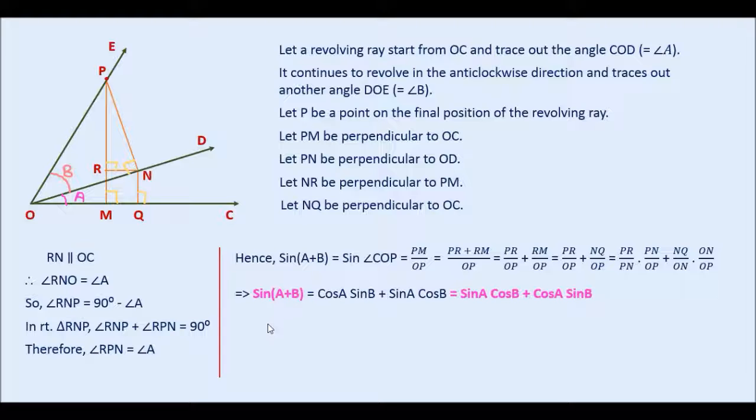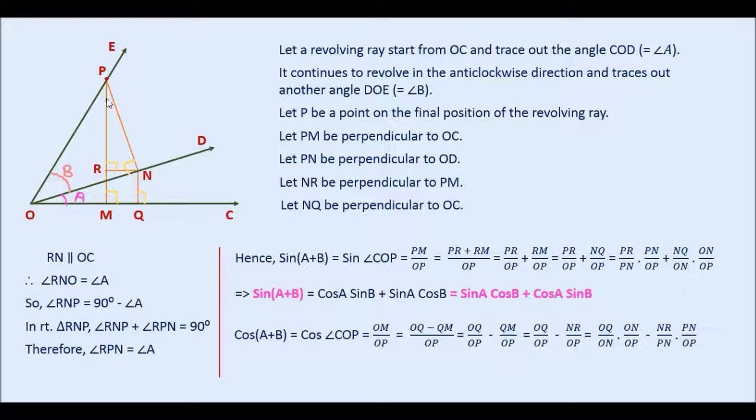Now coming to the cosine of angle A plus B. Coming to this triangle POM, obviously it will be OM by OP. Cosine of angle COP, because angle A plus B is equal to angle COP. So cosine of angle A plus B equals cosine of angle COP, which is equal to OM by OP. And since again we want to express this cosine of angle A plus B in terms of trigonometric ratios of individual angles, we divide this OM in two parts. Now what is OM? OM can be written as OQ minus MQ or QM. So in place of OM, we write OQ minus QM.